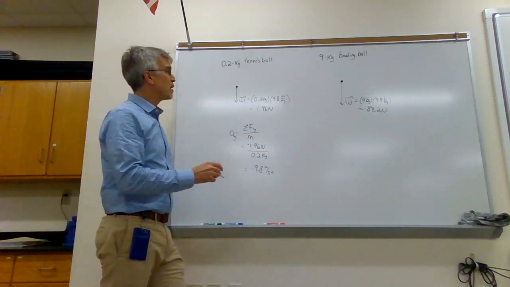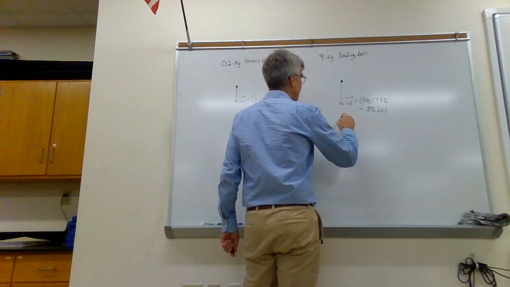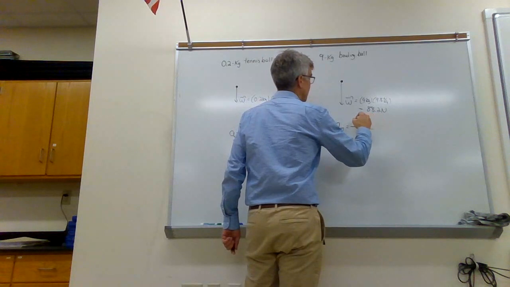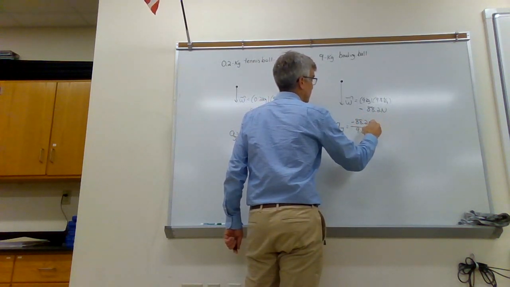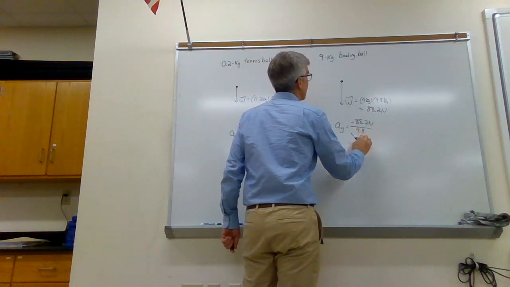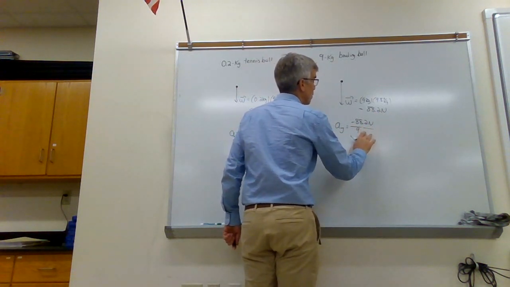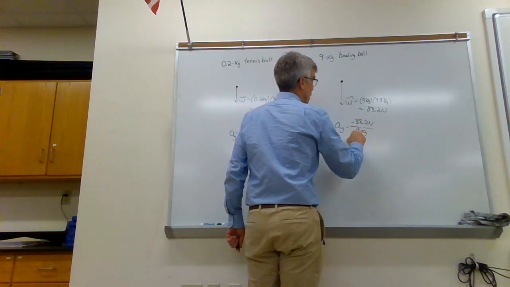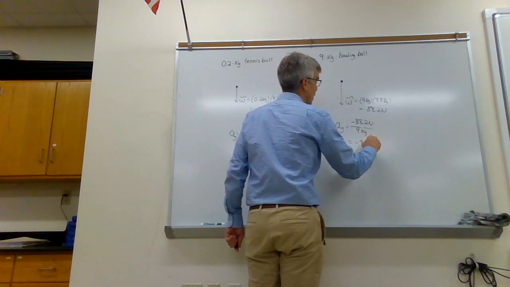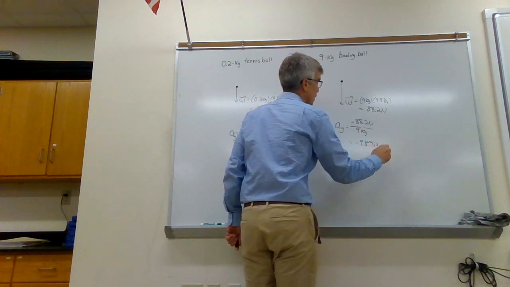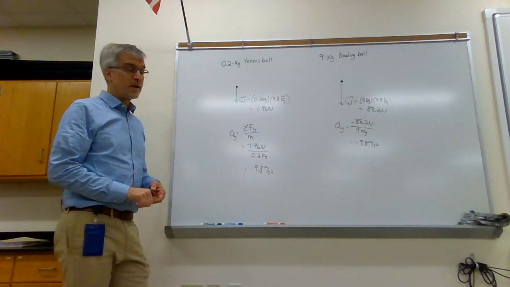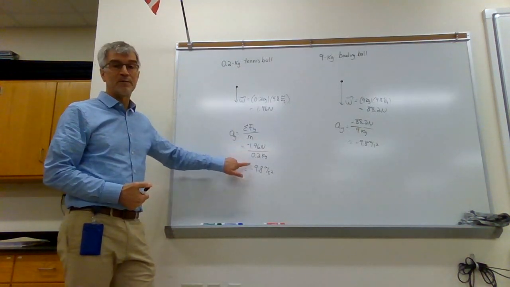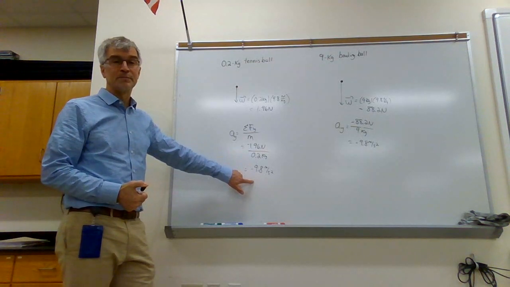Now I'm going to do the same thing for the bowling ball. The mass is 9 kilograms. And I'm also going to get negative 9.8 meters per second squared. So when we do net force divided by mass for both objects, we get the same acceleration.